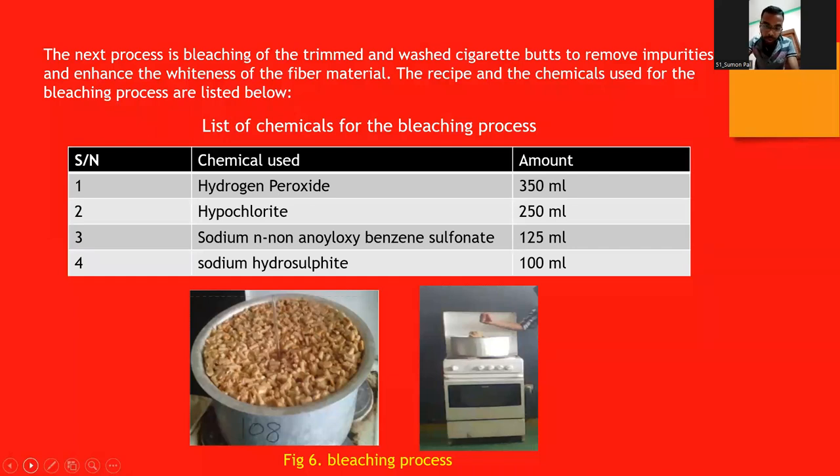Which chemicals were used? Hydrogen peroxide, hypochlorite, sodium nonyl phenoxy benzene sulfonate, and sodium hydrosulfite for the bleaching process. Next slide.